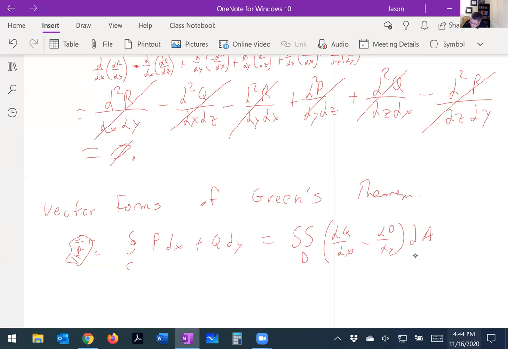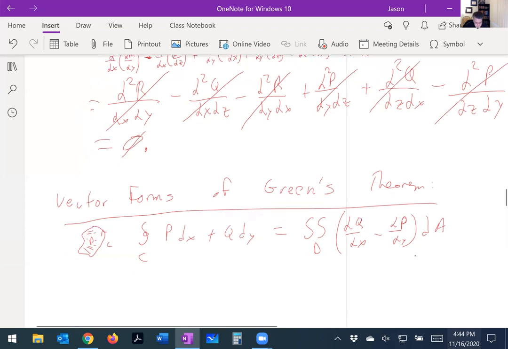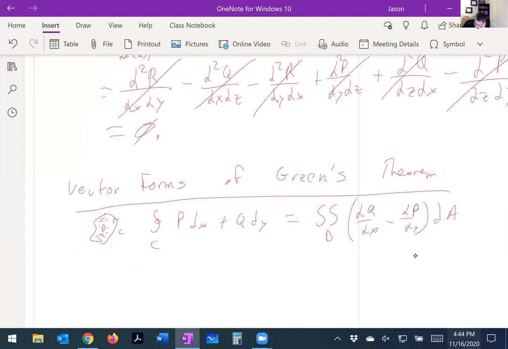How do we get the vector forms of Green's theorem? This was Green's theorem. Then we could say, what is this thing originally? It originally looked like this, F dot dr, equal to this thing, where F is equal to P i plus Q j. We're only going to do it in 2 dimensions here.